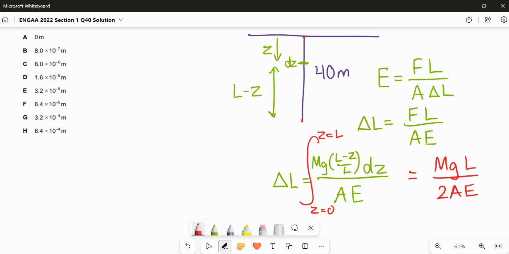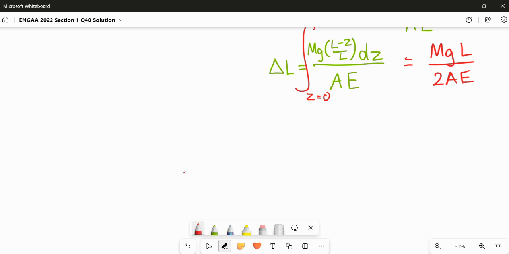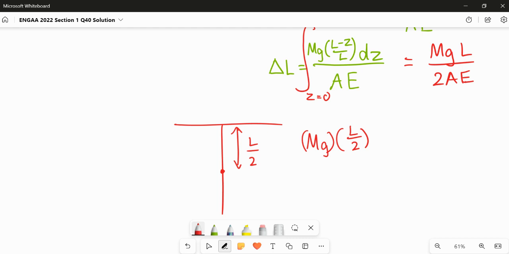Well, there are two interpretations for this question. One, we can consider all of the weight to act at the center, so at L over 2. All of the mass, or all of the weight, could be considered there, as it's the center of mass. So that interpretation would look at it like this. This would be all the weight mg on a light spring of length L over 2. So a light cable that has no mass, but all the mass concentrated at L over 2, over AE. So that's one way to see it.